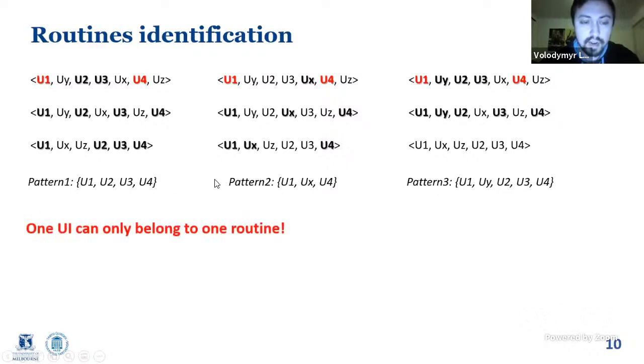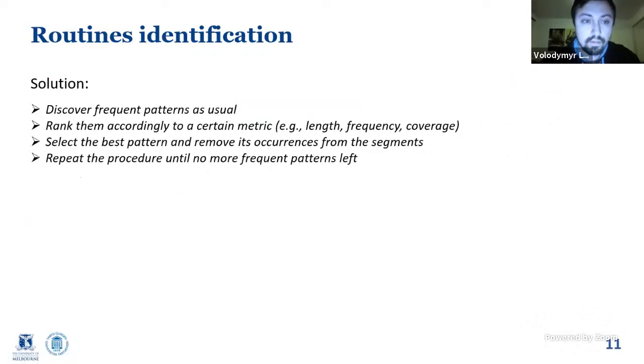However, in practice, one UI can only belong to one routine. In order to deal with this problem, we propose the following solution. We discover the frequent patterns as usual. Then we rank them according to a certain metric, for example, a length or frequency, and select the best pattern according to this metric. We remove all these occurrences from the segments and repeat the procedure until no more frequent patterns are left.